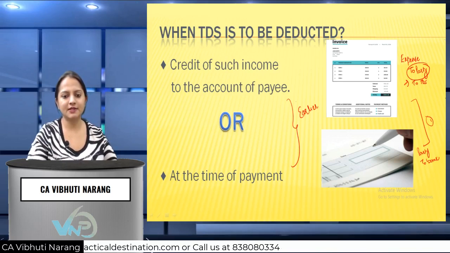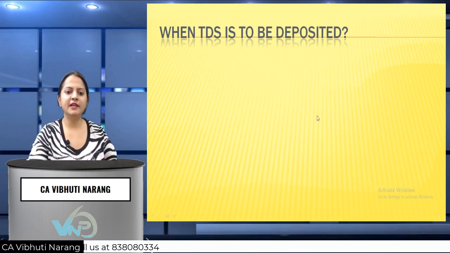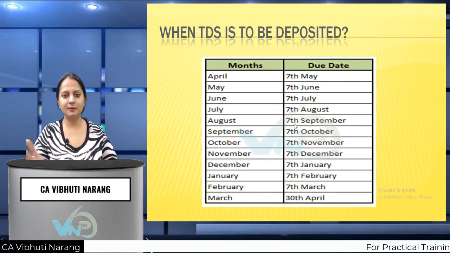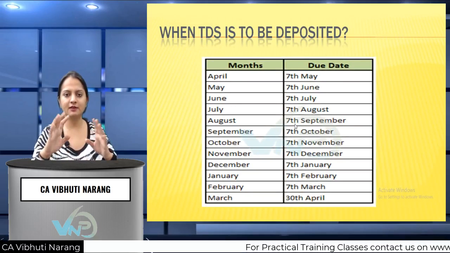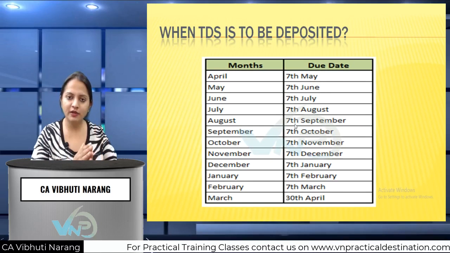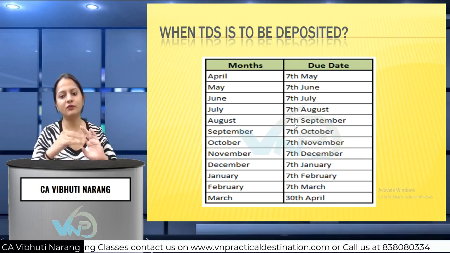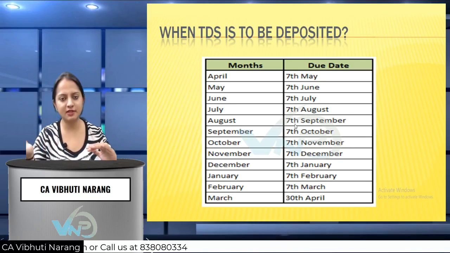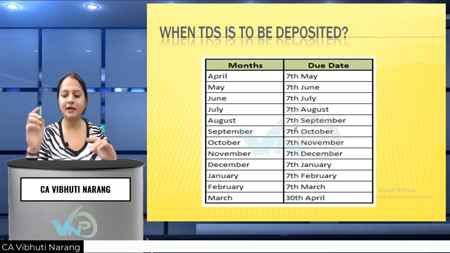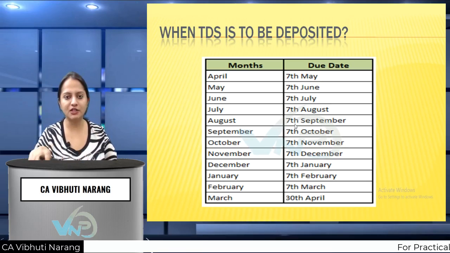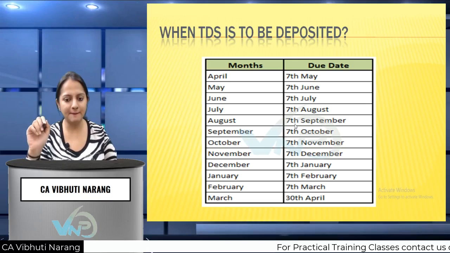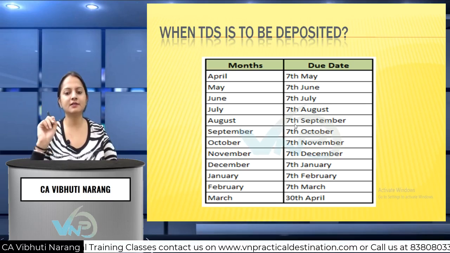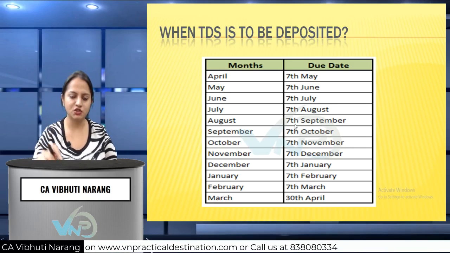The next concept is when TDS is to be deposited. Now TDS is deposited on a monthly basis, that is every month the TDS is to be deposited, and the due date for this is the 7th of the next month. For example, if it is April, it will be 7th May. If it is May, it will be 7th June. If it is June, it will be 7th July. But for the last month, which is March, the due date is not 7th April, it is 30th of April, that is the last date of April. The TDS is to be deposited for the month of March.